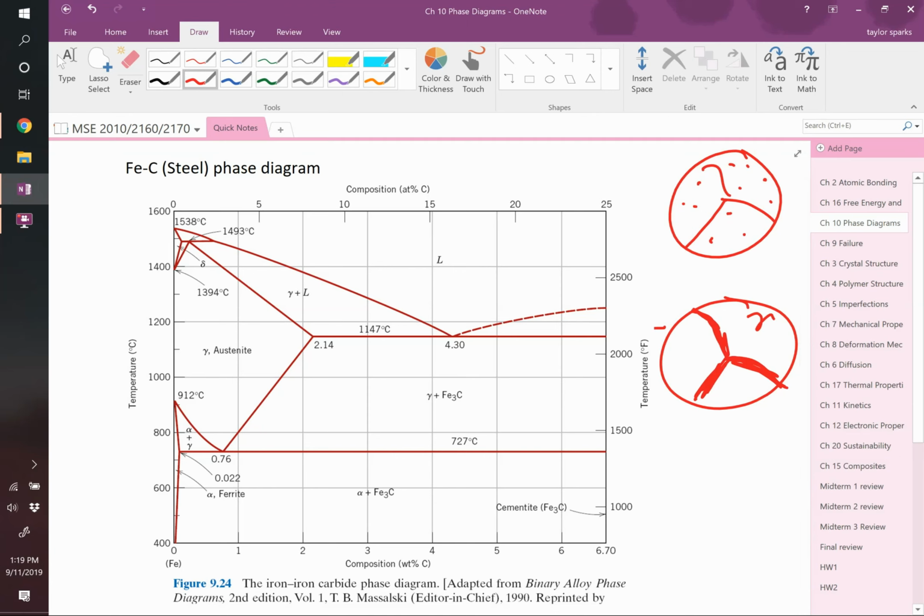Any questions so far? Yeah. So steel, we're going to talk way more about that. Non-equilibrium cooling. If you quench these, quenching steel, we have a whole chapter on it later on. Chapter 11 is quenching steels.